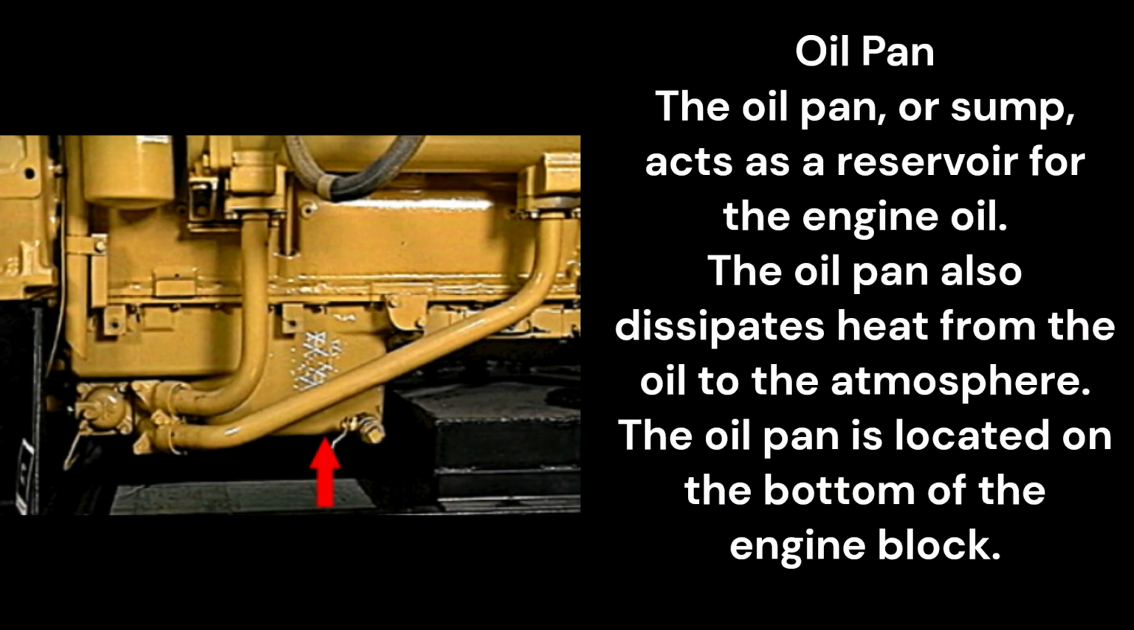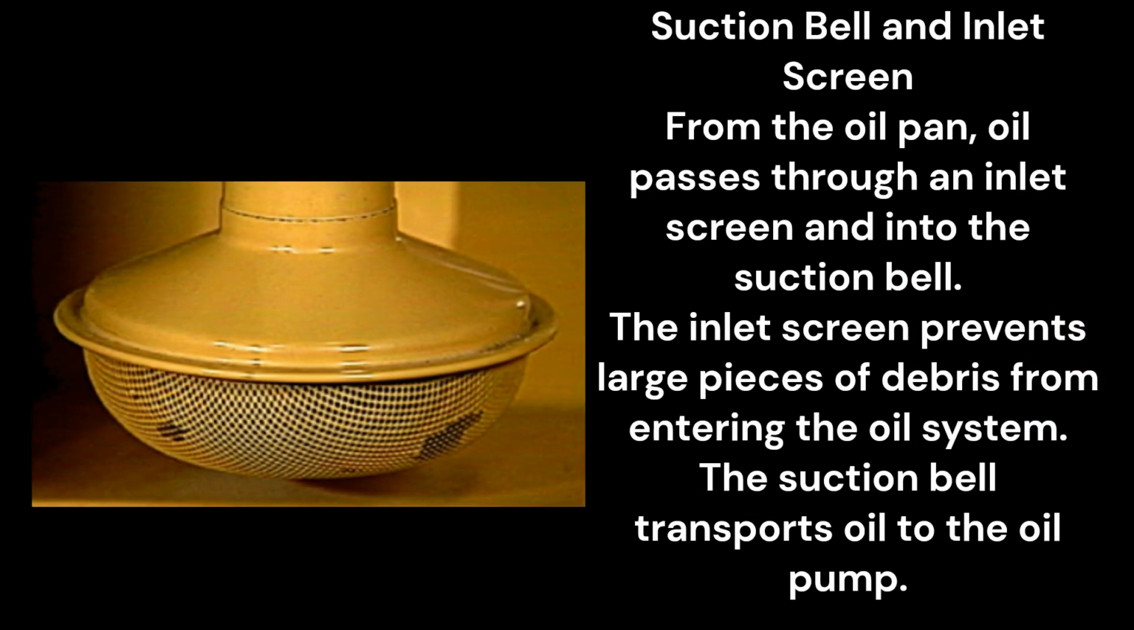Oil pan. The oil pan, or sump, acts as a reservoir for the engine oil. The oil pan also dissipates heat from the oil to the atmosphere. The oil pan is located on the bottom of the engine block. Suction bell and inlet screen. From the oil pan, oil passes through an inlet screen and into the suction bell. The inlet screen prevents large pieces of debris from entering the oil system. The suction bell transports oil to the oil pump.